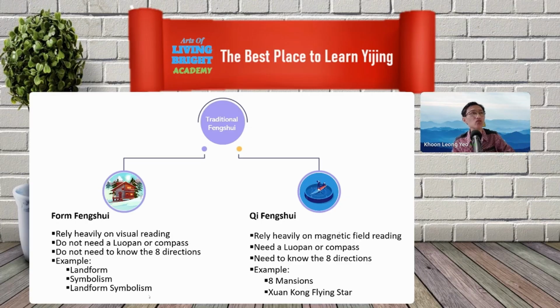And then Qi Feng Shui is another school. Qi Feng Shui basically means you rely on magnetic field reading. And in order to find the magnetic field reading, you need a luopan and compass. Why? Because you need to know the 8 directions, north, south, east, west. And what are the sub branches? Last time used to be very popular, 八宅. 八宅明镜, 八宅 used to be very popular. And then overtaken by 悬空. Okay, overtaken by 悬空. And then now also overtaken by, what do you call that? 奇门遁甲, things like that. There are so many schools. Each one will have their 大运 that will come and then become popular.